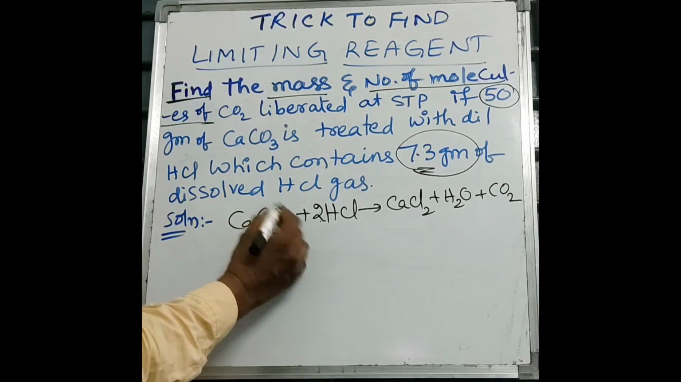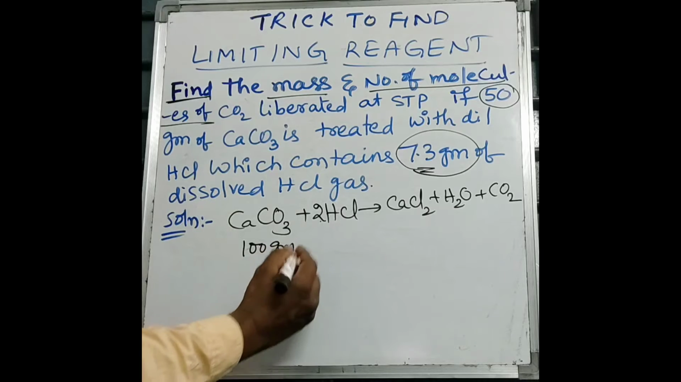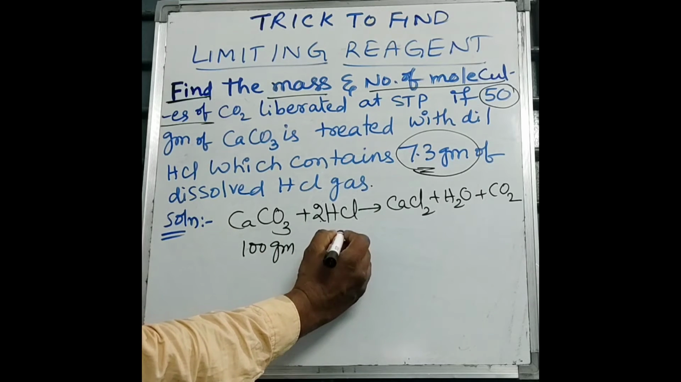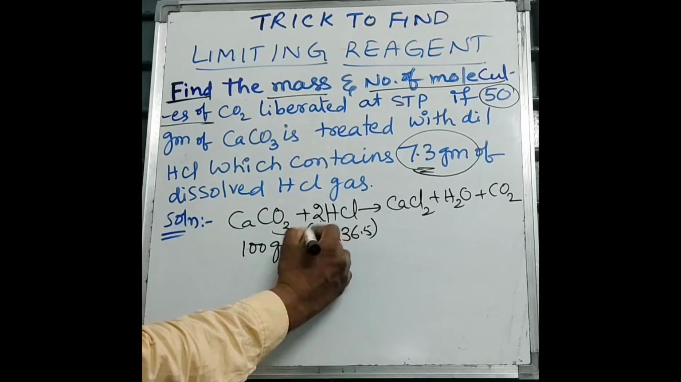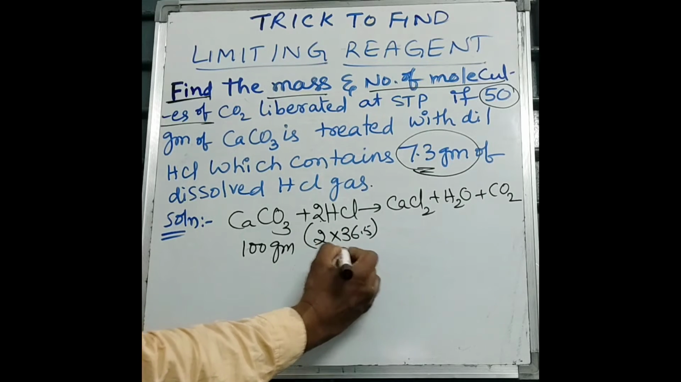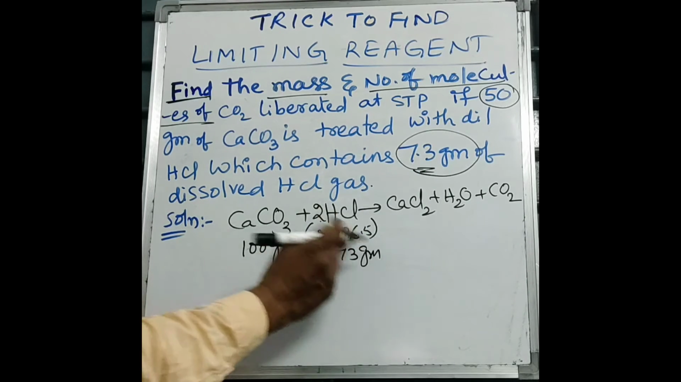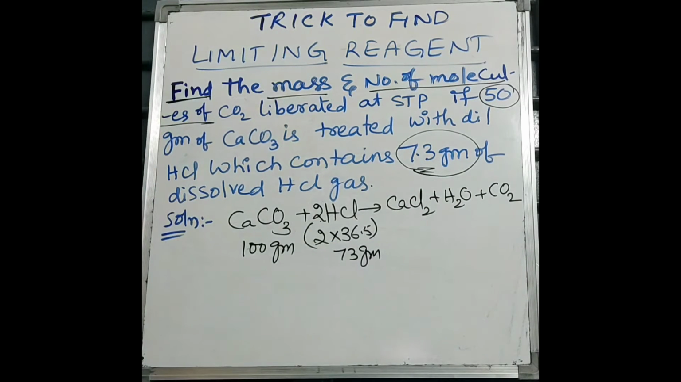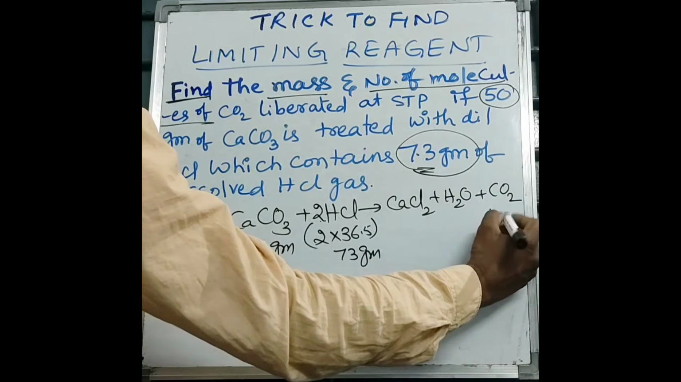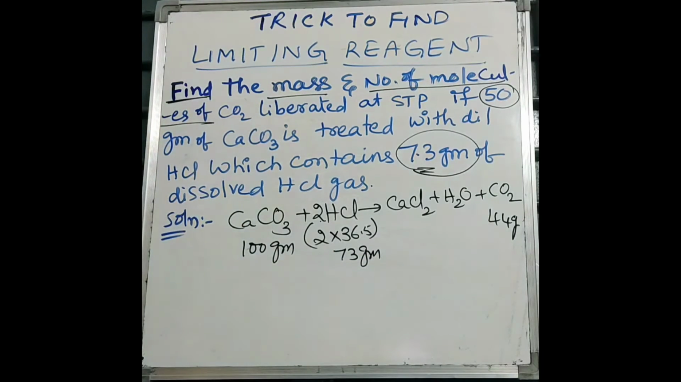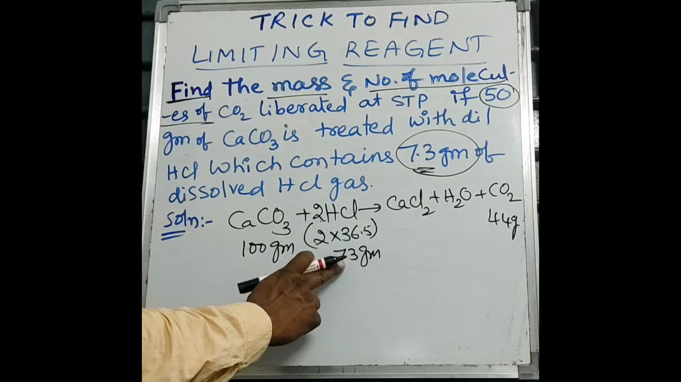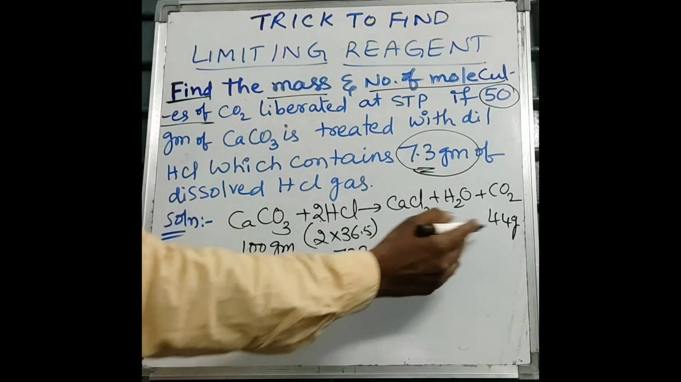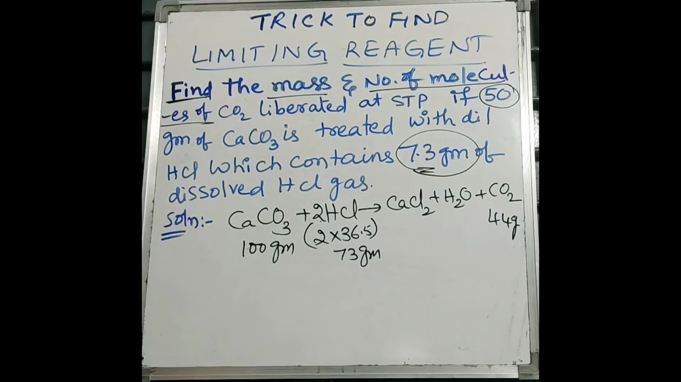According to gram molecular weight, the gram molecular weight of calcium carbonate is 100 grams. 2 into 36.5 is the gram molecular weight of HCl. According to this equation, 73 grams of HCl is involved in this reaction. He is not asking about CaCl2 and H2O, here CO2 is 44 grams. According to the equation, 100 grams of calcium carbonate is reacting with 73 grams of HCl to produce 44 grams of carbon dioxide.